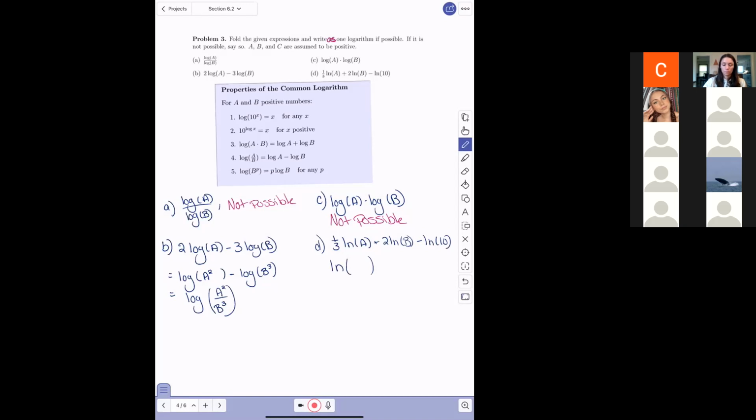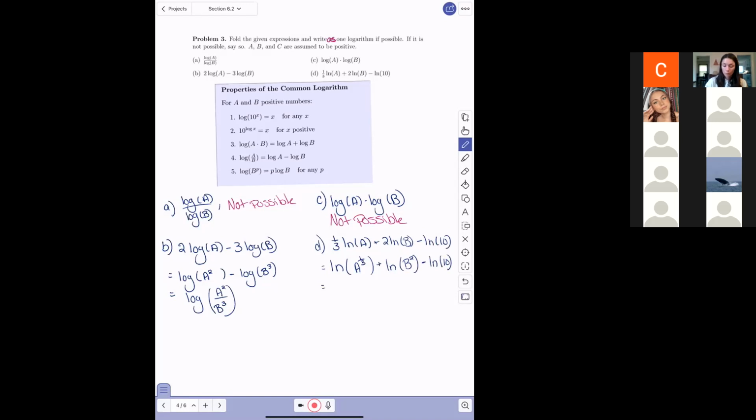The natural log of a to the 1/3 or the cubed root of a. Good. Either will work. It doesn't specify any specific way we have to do our roots. All right, what does 2 ln of b become? ln b squared. Good, and then we have minus ln of 10.